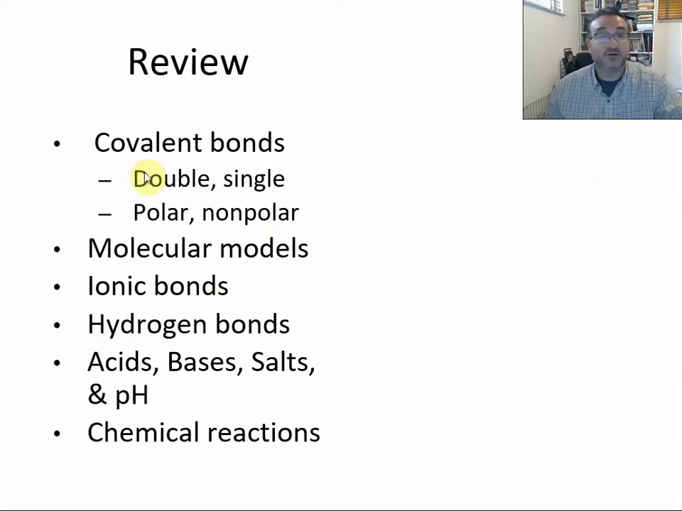So we've talked about covalent bonds, whether they be single or double. I should mention there's also triple bonds possible. We've talked about nonpolar and polar covalent bonds. We've talked about how these bonds can be shown in different kinds of molecular models. Ionic bonds, hydrogen bonds, acids, bases, salts, pH, and chemical reactions.